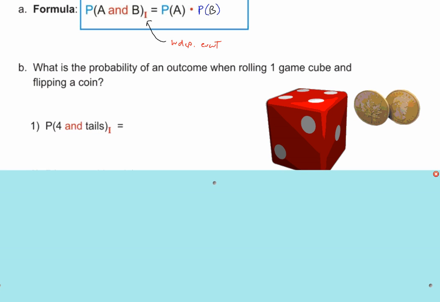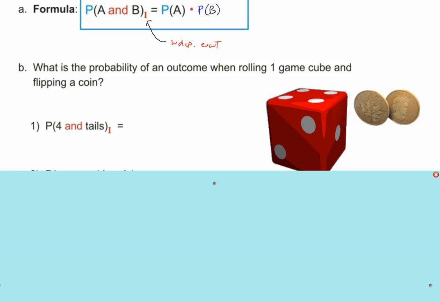Here's the first one, pretty simplistic. I have a game cube, just one, and I have a coin, and I'm showing you both sides of the coin. So we've got a game cube and a coin. The first question would be something like this: if you rolled a game cube and flipped a coin, what's the probability of rolling a 4 and getting a tails? Now those are independent events. Rolling the die has nothing to do with flipping the coin. They don't interact with each other. They're independent of each other, and therefore this is an independent event.